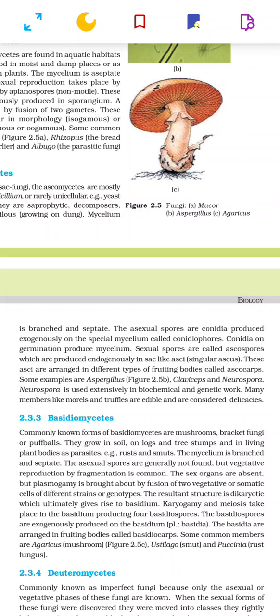The sex organs are absent, but plasmogamy is brought about by fusion of two vegetative or somatic cells of different strains or genotypes. The resultant structure is a dikaryotic, which ultimately gives rise to basidium. Karyogamy and meiosis take place in basidium, producing 4 basidiospores. The basidiospores are exogenously produced on the basidium. Plural is basidia. The basidia are arranged in fruiting bodies called basidiocarps. Some common members are Agaricus, that is mushroom, and Ustilago smut and Puccinia rust fungus.